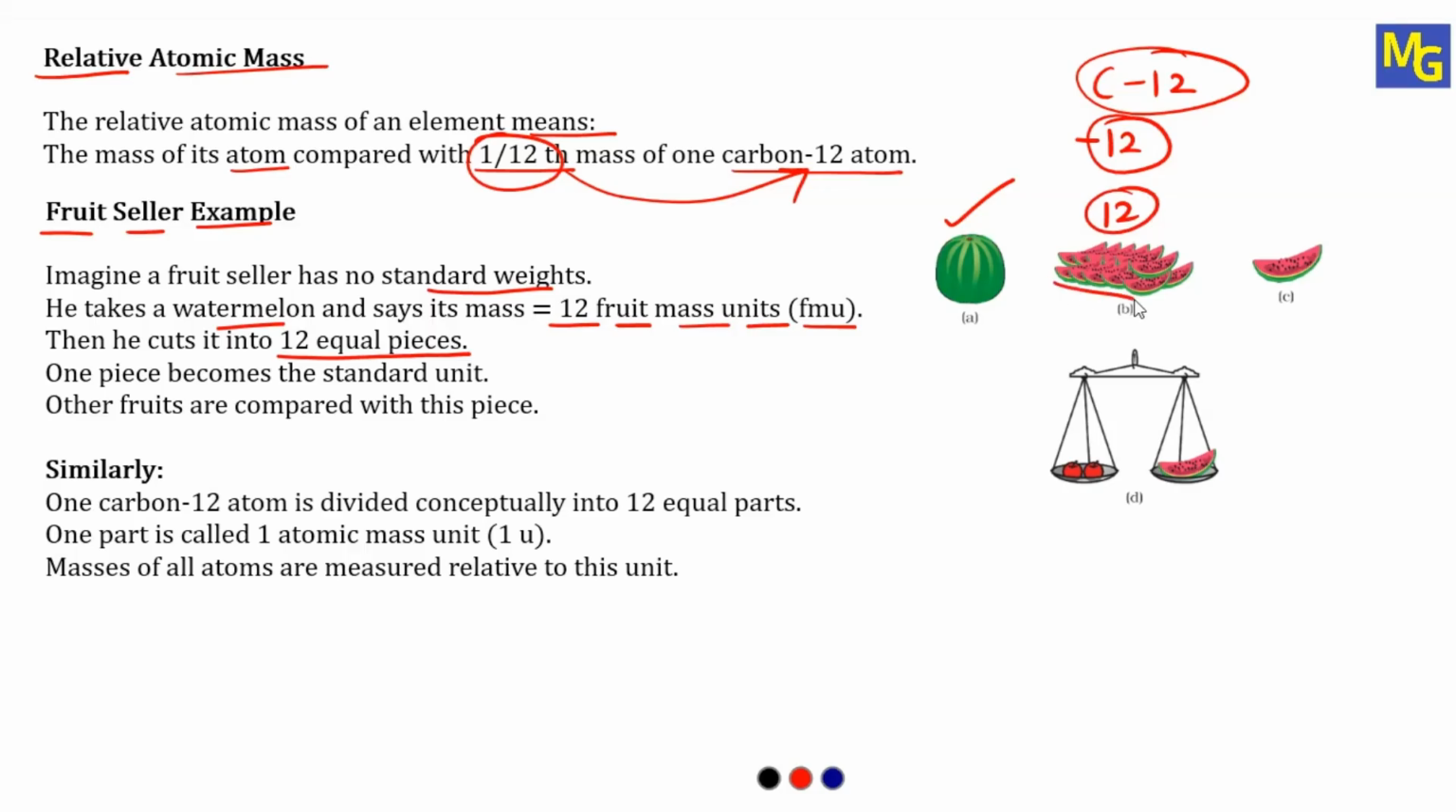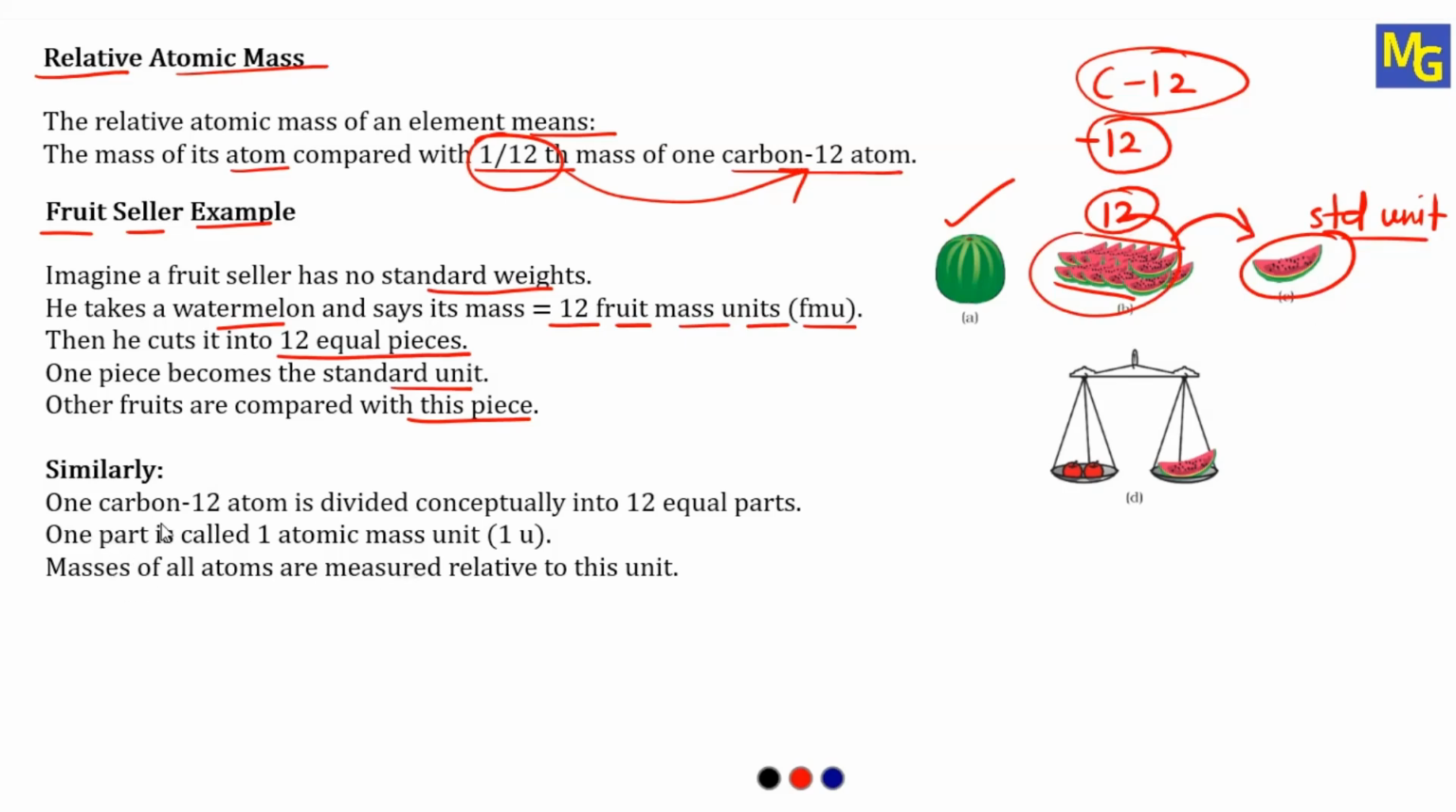See here, these are the 12 pieces of that watermelon. One piece becomes a standard unit. From all these, one piece is separated, and we keep this as a standard unit. Now, other fruits are compared with this piece. Now this one is the standard, and all the remaining pieces and the remaining fruits he is going to compare with this one unit. In the same way, scientists have done here.